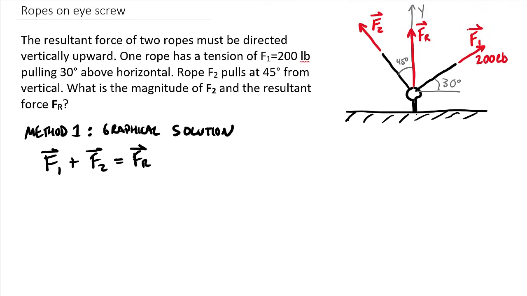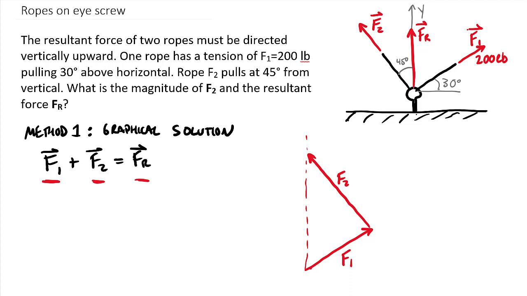So let's start with our F1, 30 degrees above horizontal. So that took care of this one. Now we need to add to it. We're going to go tip to tail. We're going to add to it F2, noting that FR needs to be vertical. Okay, so FR needs to be existing along this line here. So as we add F2, it's going to come here at 45 degrees from vertical, which is also 45 degrees from horizontal, and that gets us to the same place.